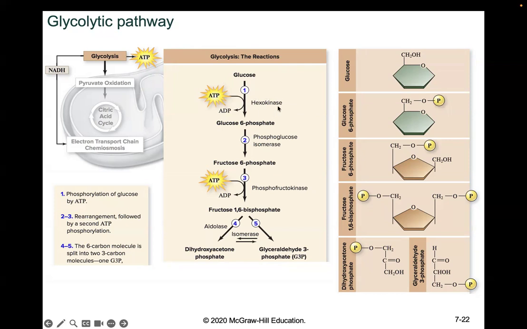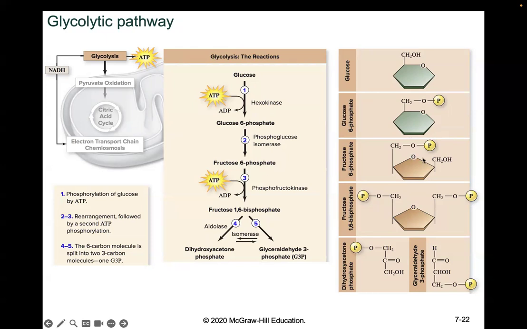The name of the enzyme is really self-explanatory. Hexo means 6, kinase. Just remember, kinase is an enzyme that phosphorylates. So every time you hear kinase, it means you're phosphorylating. So hexokinase removes a phosphate from ATP to put onto glucose to give you glucose 6 phosphate. Great. Glucose 6 phosphate is now turned into fructose 6 phosphate.